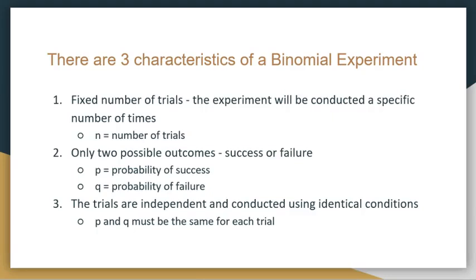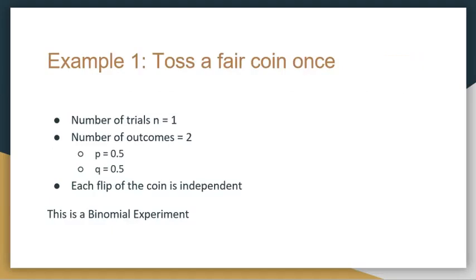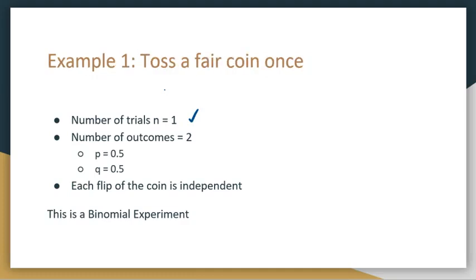So let's look at some examples. Okay, first one, toss a fair coin once. All right, so let's look at our requirements. The number of trials, we're going to toss it one time, so we know that n equals 1. Check. The number of outcomes is 2. If I toss a coin, it can either be heads or tails.